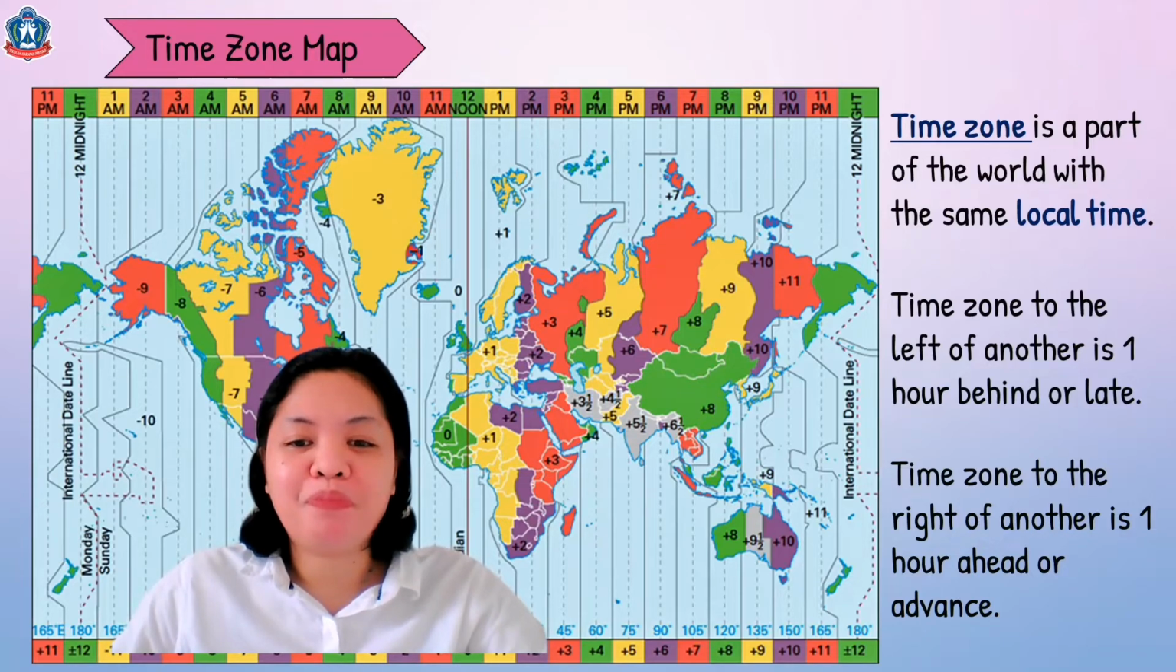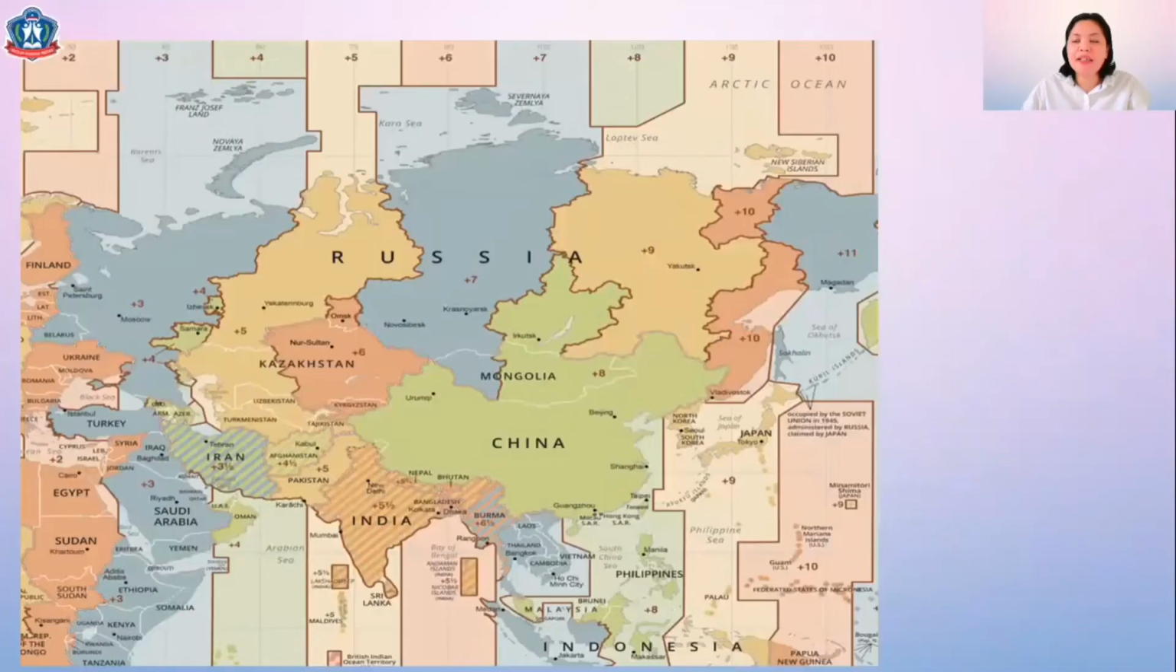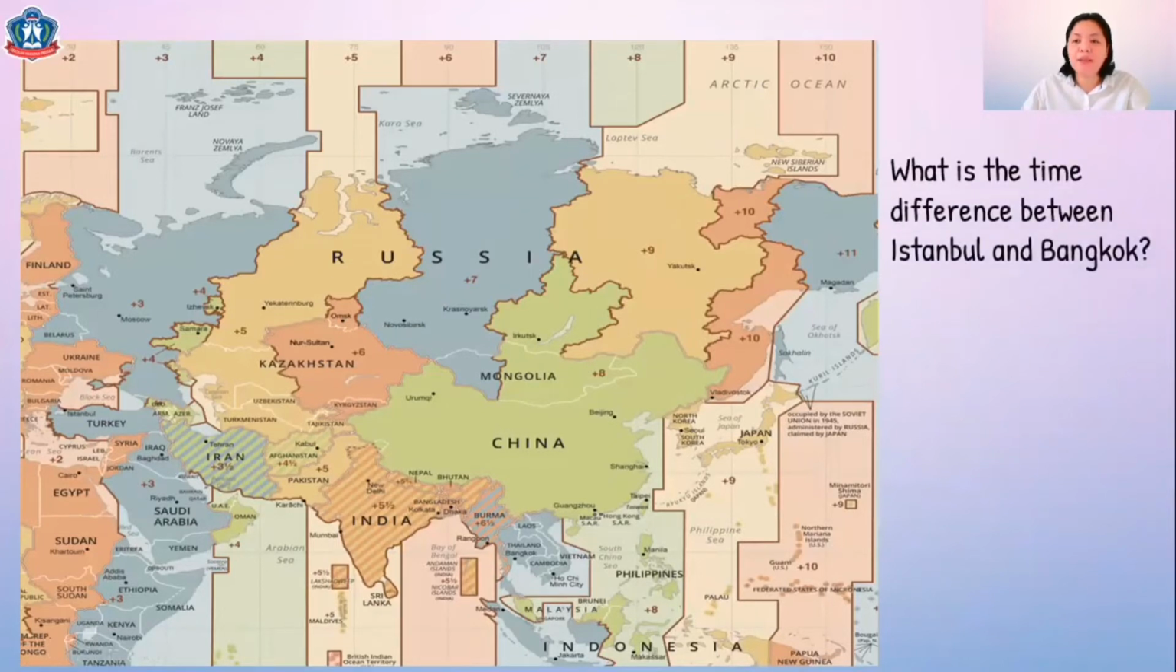Okay, now let's try to find the time differences between two countries or cities. Let's start with the time difference between Istanbul, Turkey, and Bangkok, Thailand. So let's find Istanbul, Turkey. It's around here. Istanbul, Turkey is labeled as +2. So this is the time zone for Istanbul, Turkey. Bangkok is in Thailand, and the time zone there is labeled as +7. So Thailand and Jakarta, Indonesia have the same time zone, +7.